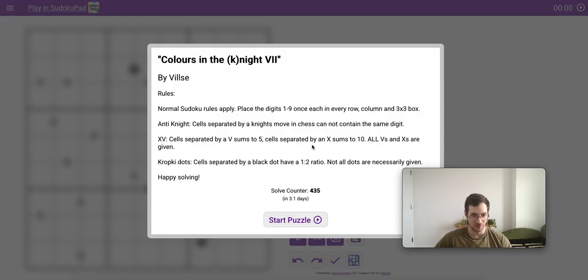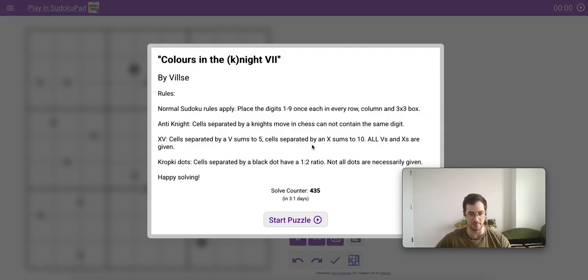We have a few. The first is anti-knight, which means that cells separated by a knight's move in chess cannot contain the same digit. Take a look at what that looks like in a second. We have our familiar rule, XV: cells separated by a V sum to 5, and cells separated by an X sum to 10. All V's and X's are given, which means if any two cells are not separated by a V, they cannot sum to 5, and if any two cells are not separated by an X, they cannot sum to 10. And then our final rule is crop dots.